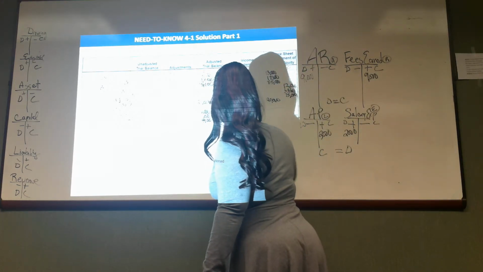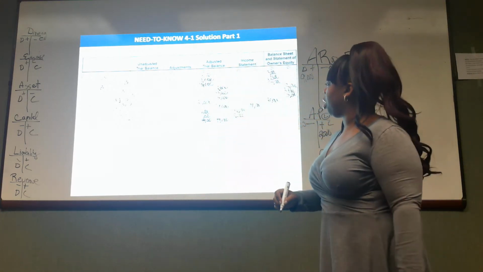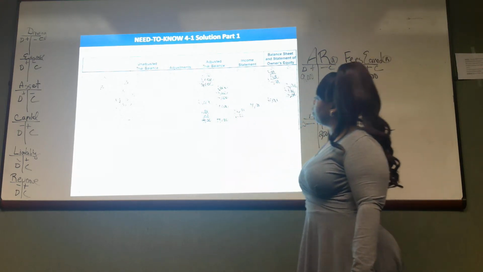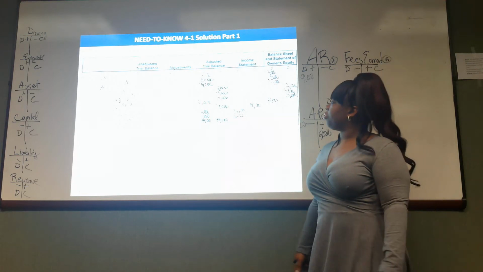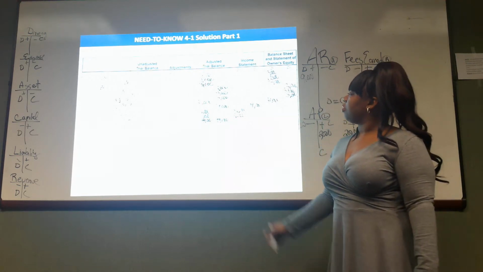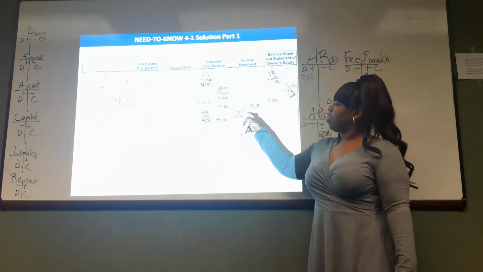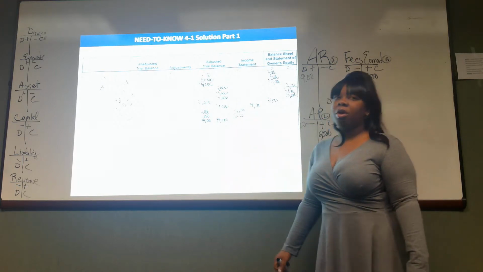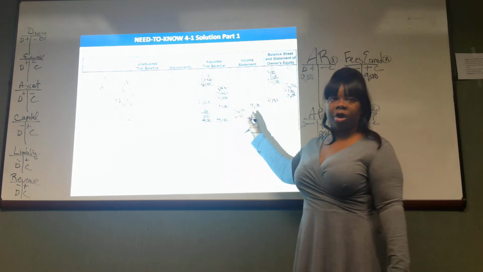Now, can somebody give me a calculator and tell me what our net income is? What are the numbers? 79 minus 56 minus 8. 15,000. Right. Does everybody know how to tell what to add and what to subtract?